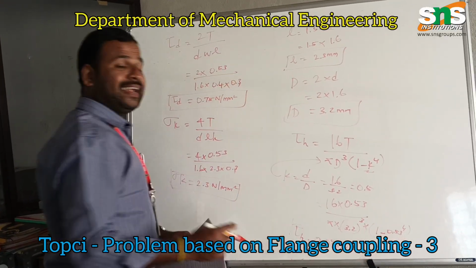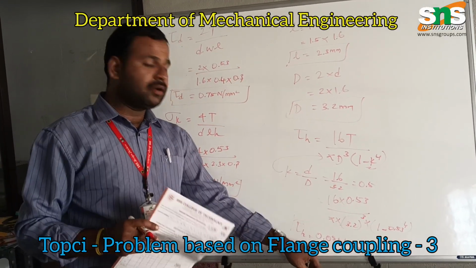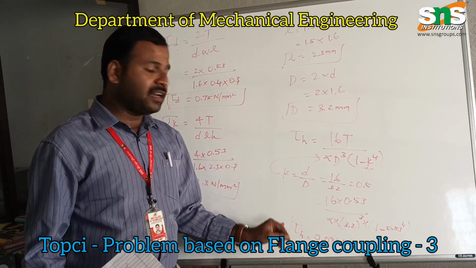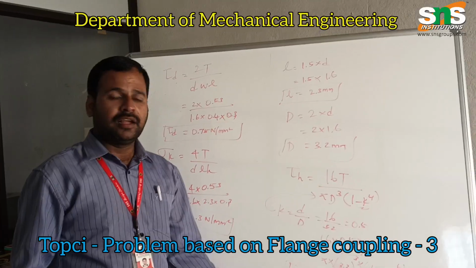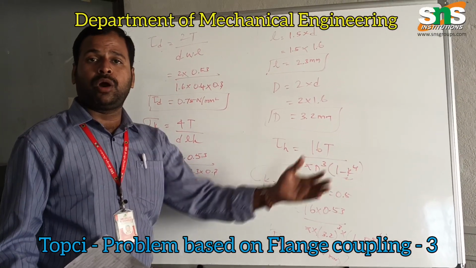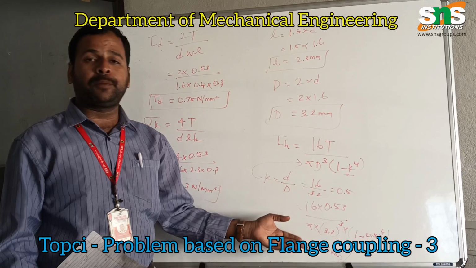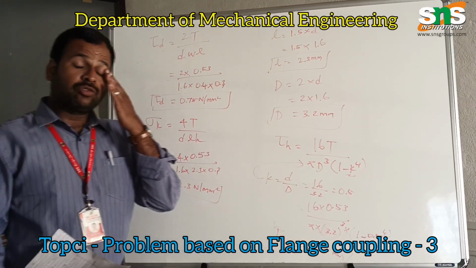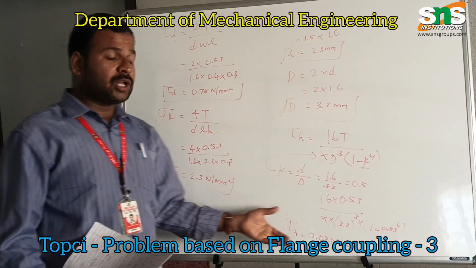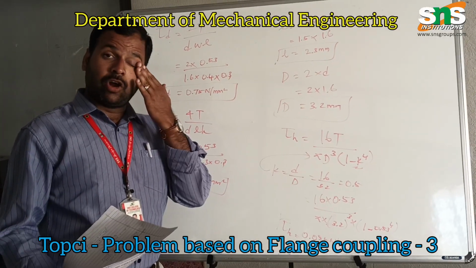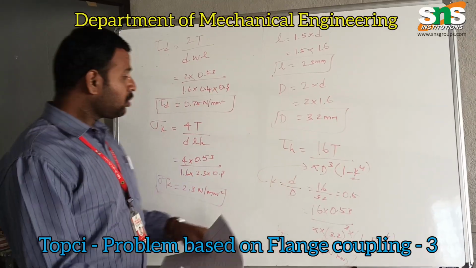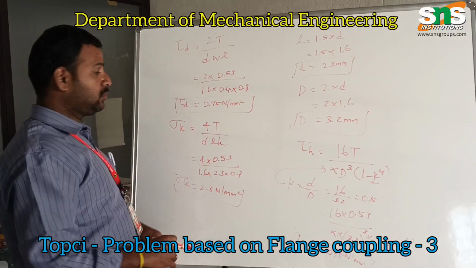Let me check it. It is lesser than 1 Newton per mm square. So our design of the hub will be on the safer side. If it goes above, or is more than, 1 Newton per mm square, to summarize the previous things, more than 1 means the design will not be a safe one. So less than 1 will be a safe one. Please make a note of it.